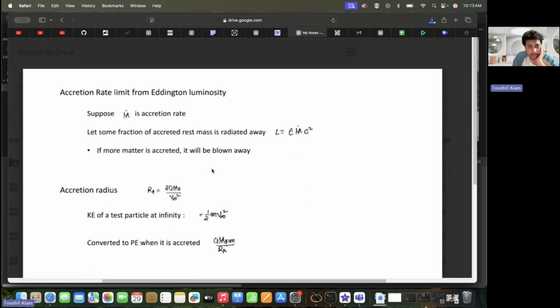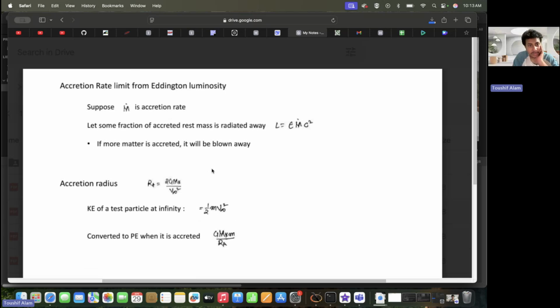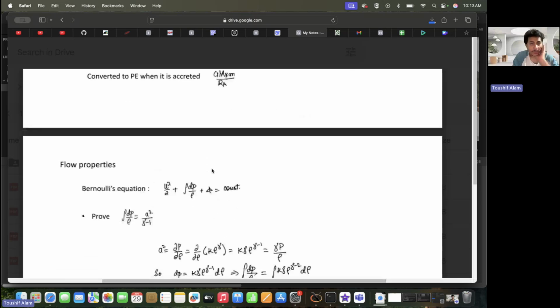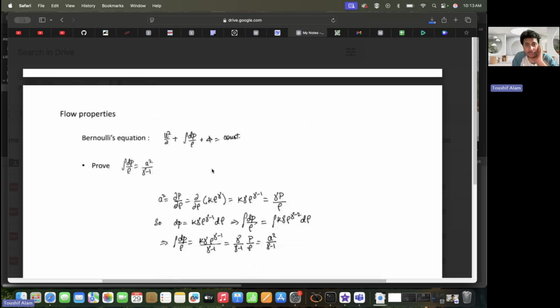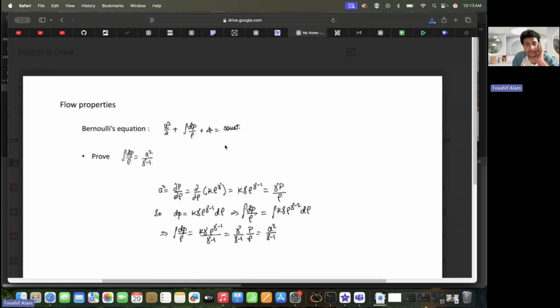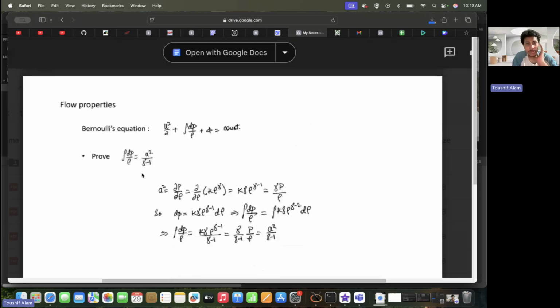Accretion radius is r star equals 2 G M star by v infinity square. The KE of the test particle at infinity is half m v infinity square, compared to the potential energy G M star m by r. So, flow property: Bernoulli equation, we know u square by 2 plus the integration of dp by rho plus phi is constant. So if you need to prove this, the integration of dp by rho will be a square by gamma minus 1. How can you do this?